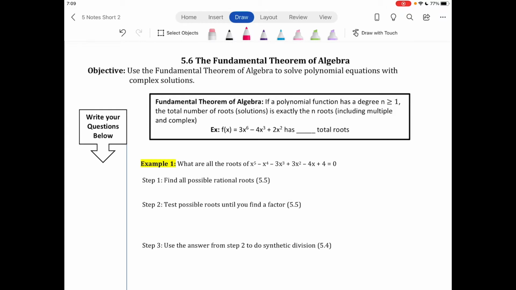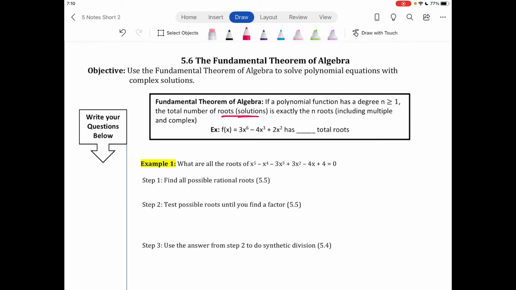Yesterday, we listed all the different possible roots with the rational roots theorem. The fundamental theorem of algebra will tell us how many solutions we should actually have. It states, if a polynomial function has a degree n greater than 1, just meaning the exponent value is larger than 1, then the total number of roots, aka solutions, remember they're the same thing, is exactly n roots. This includes multiple roots as well as complex roots like imaginary numbers.